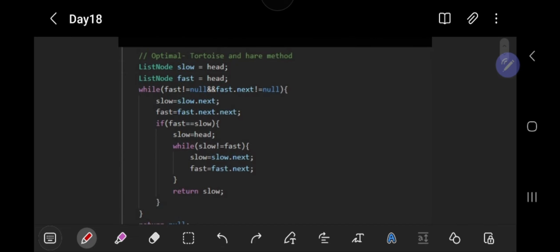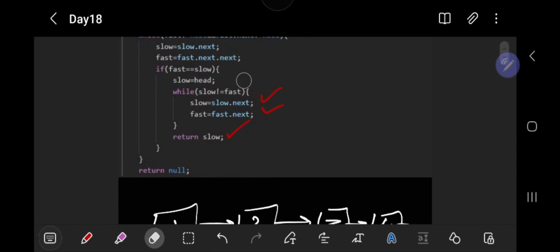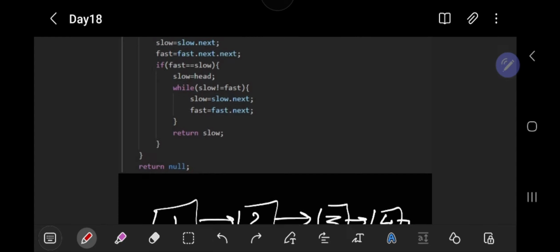So don't get confused. For now, send slow to the head and move one step further till they both meet again. Return the point which they meet again, and this will be your answer. Now, if there is no loop, then you can return null. So I hope you got this.